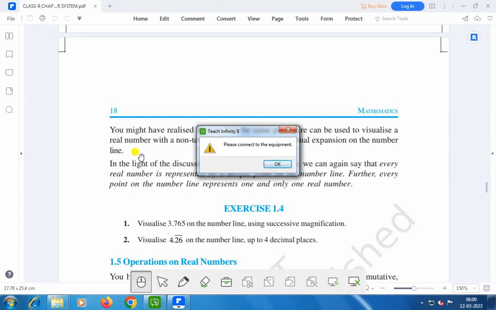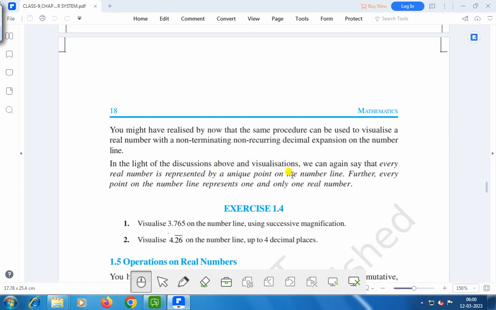In the light of the discussion and visualization above, we can again say that every real number is represented by a unique point on the number line. Further, every point on the number line represents one and only one real number.